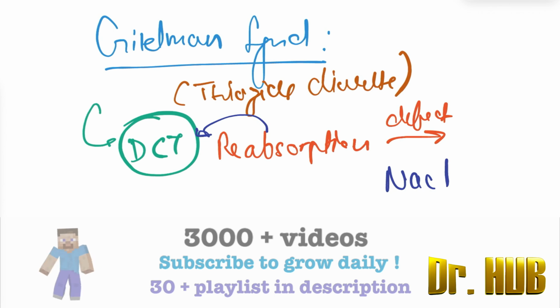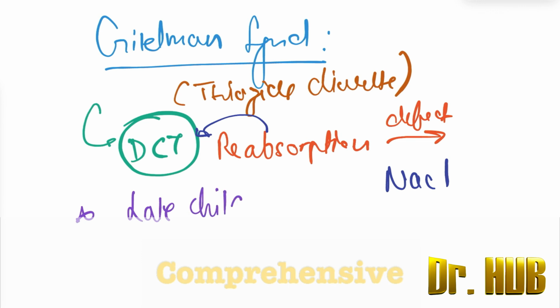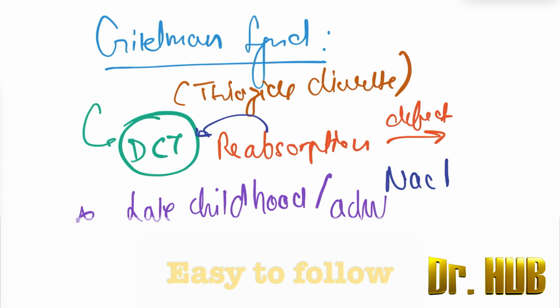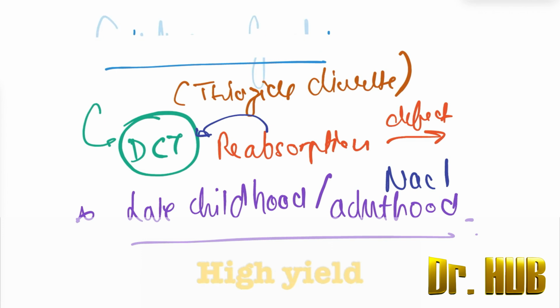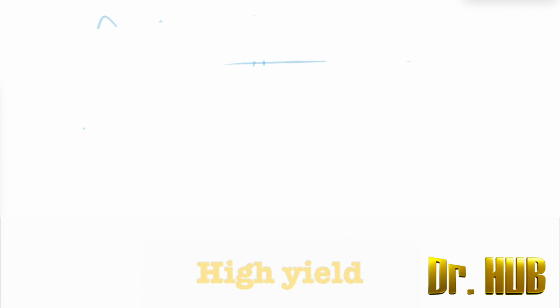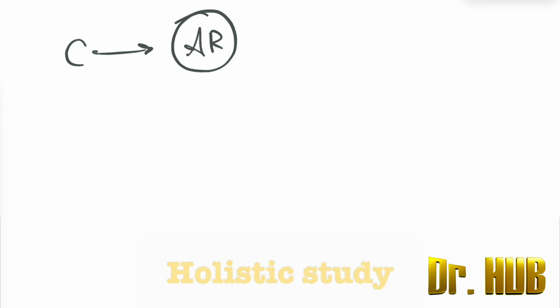So what to note is when it presents. Gitelman presents in late childhood, or it also occurs in adulthood as well. So what is the cause of the Gitelman syndrome? The cause is that it is AR, that is autosomal recessive.